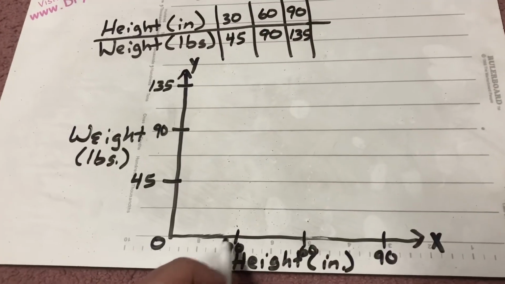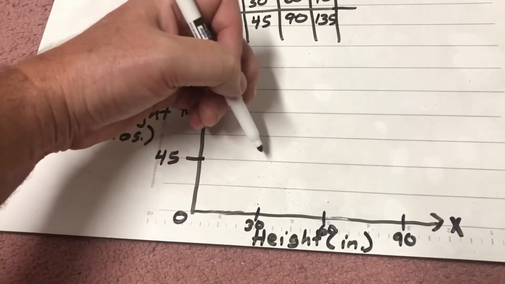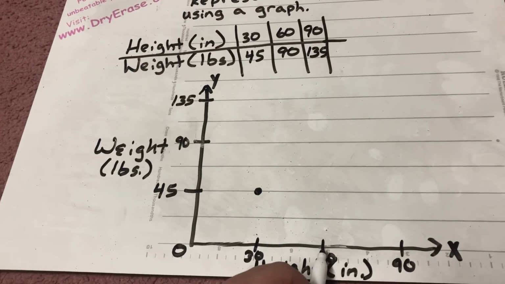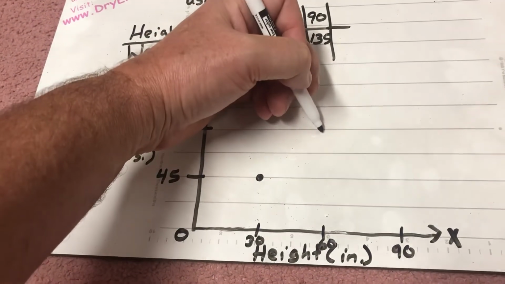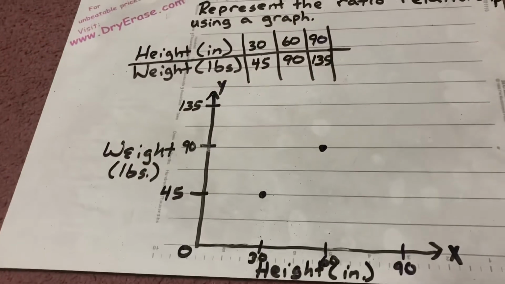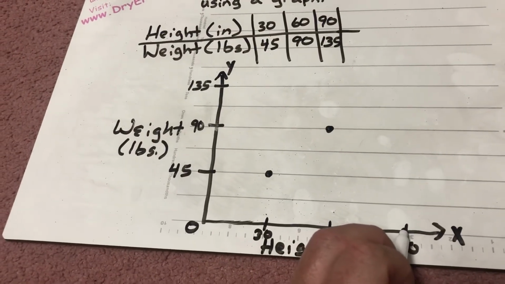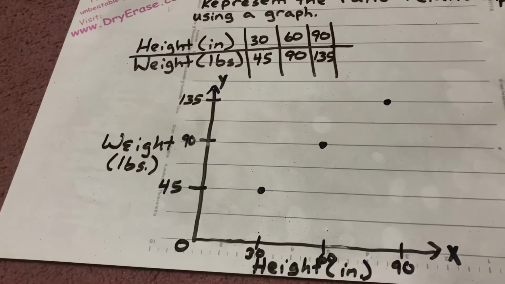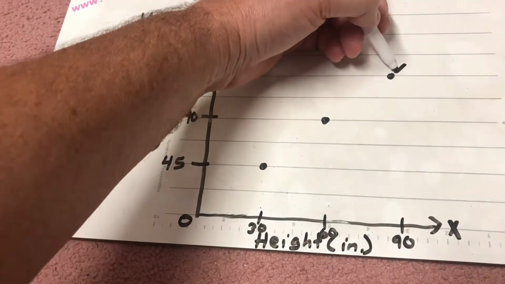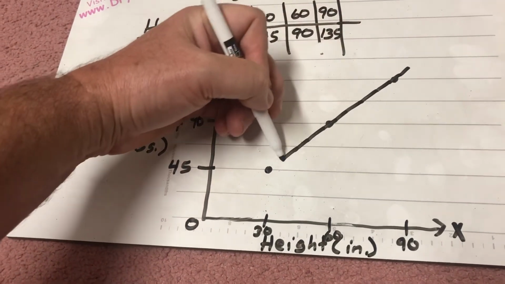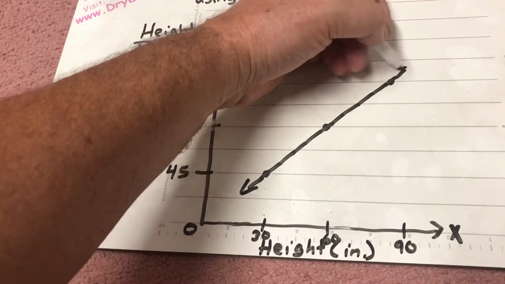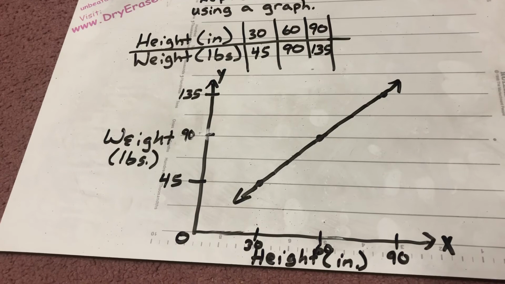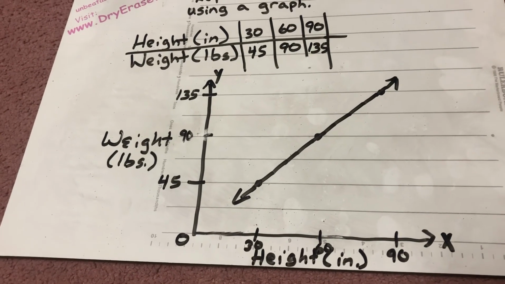So we want to see where the 30 inches and the 45 pounds meet. Well, that's about right there. Where do the 60 inches and the 90 pounds meet? Well, that's about right there. And the 90 inches and the 135 pounds meet about right there. And once again, I'm going to use a straight edge. I'm going to go ahead and make that line. And that's how you use graphs using ratio relationships. Not real hard. We'll talk about this more in class.